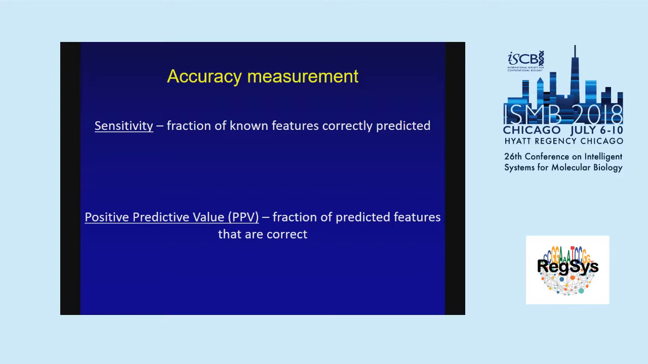To measure the accuracy of the alignment and structure prediction, I use sensitivity and PPV. Sensitivity is the fraction of known features that are correctly predicted, and PPV is the fraction of predicted features that are correct. For alignment, the features are pairwise nucleotide alignments, and for structure prediction, the features are base pairs.